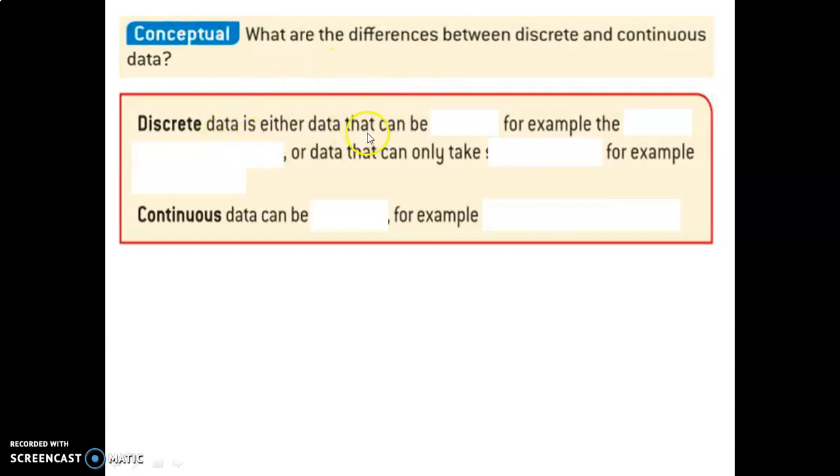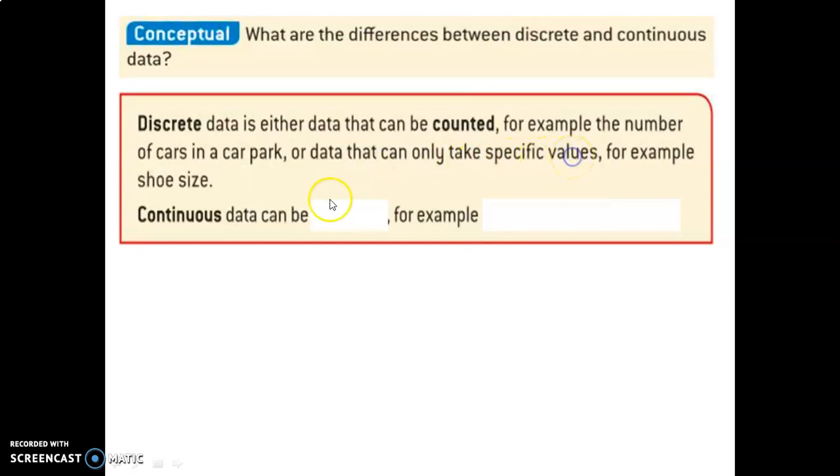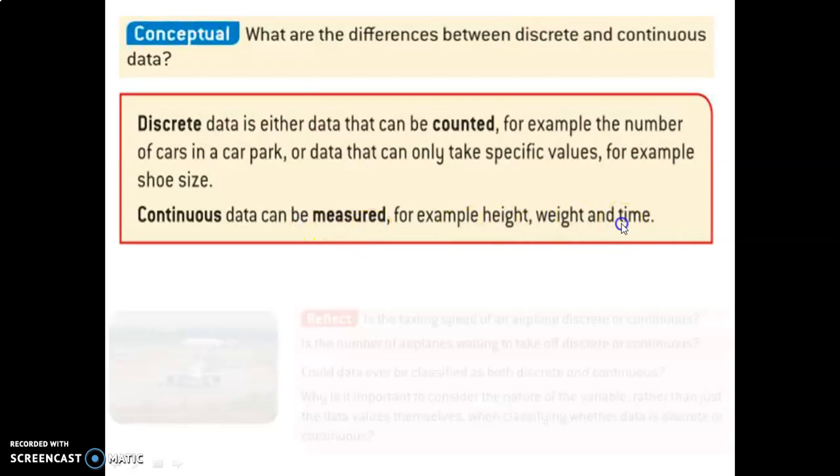Discrete data is either data that can be counted, for example, the number of cars in the car park, or data that can only take specific values, for example, shoe size. We've talked about that. Continuous data can be measured, for example, height, weight, time.